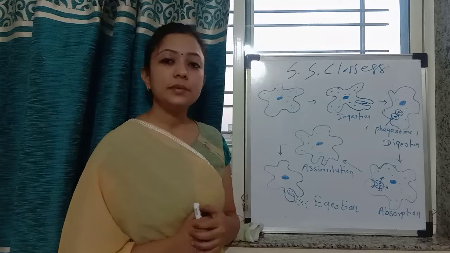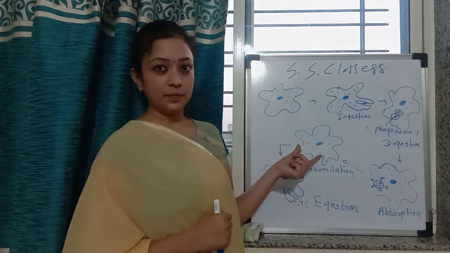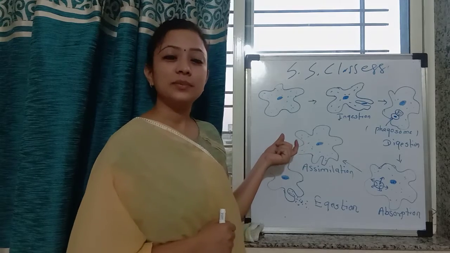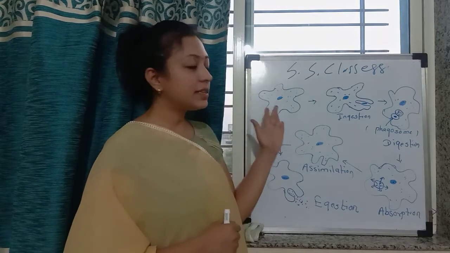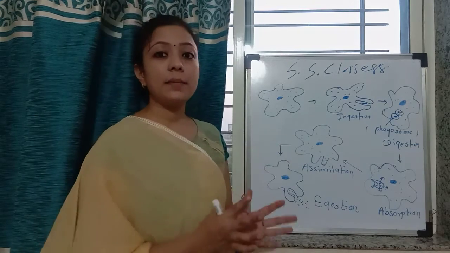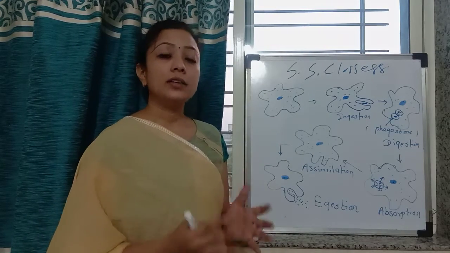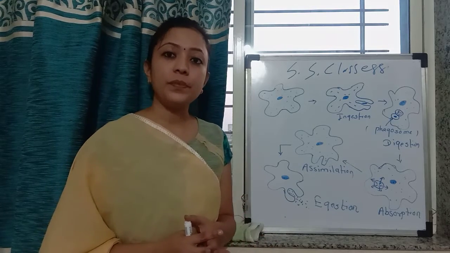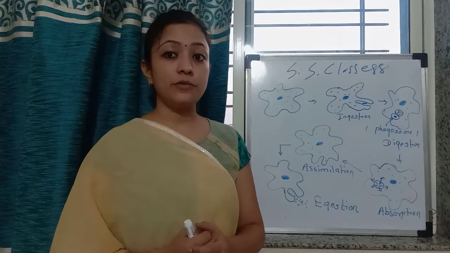And next topic is nutrition in animal. So first of all, we'll start with the unicellular simplest organism, that is called amoeba. So let us see what kind of nutrition is there in amoeba. So we know that amoeba is nothing but the animal cell, and all animals get nourished by the process of holozoic mode of nutrition. So let us recall what is holozoic mode of nutrition.